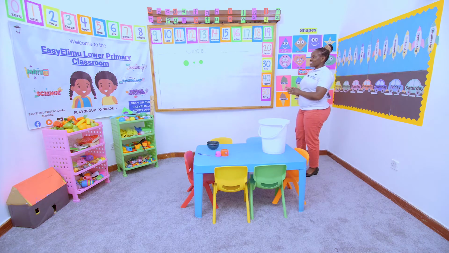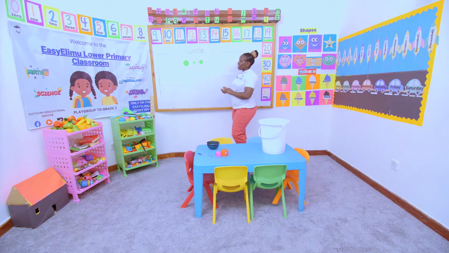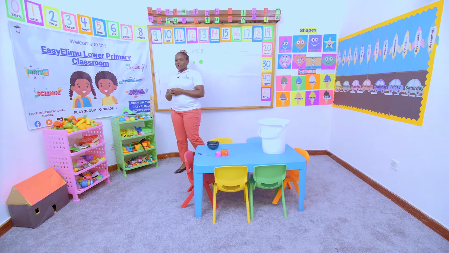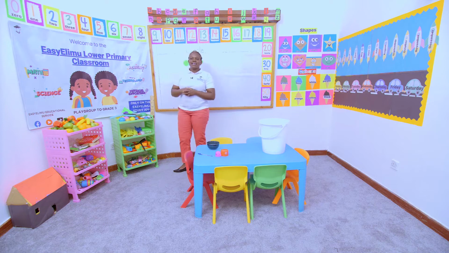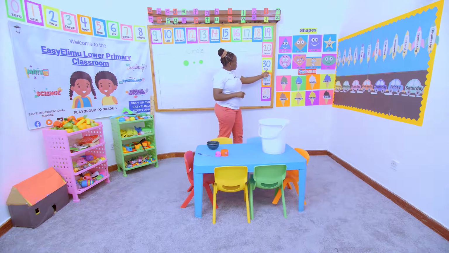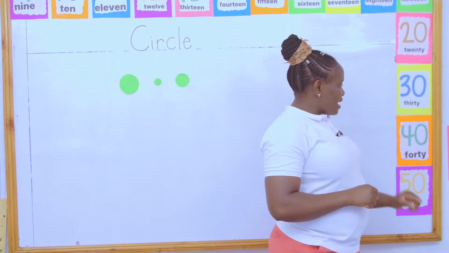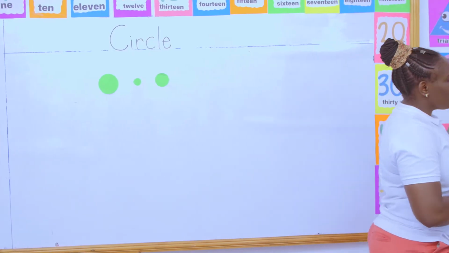What else is circular in shape? Teacher, number 0. Very good. Number 0 has circular shape. Number 10 has circular shape. Number 20 has a circular shape. Number 30, the 0 on number 30, is circular. Number 40, like that. Very good.